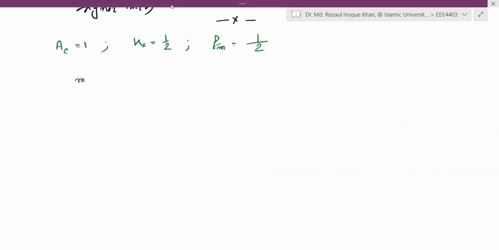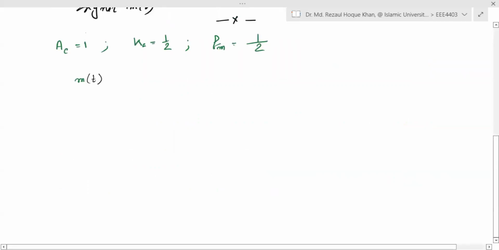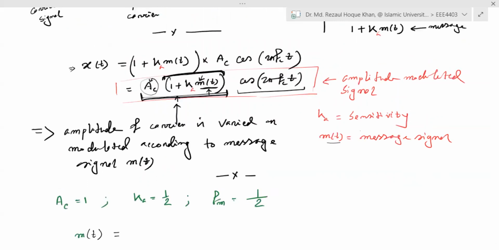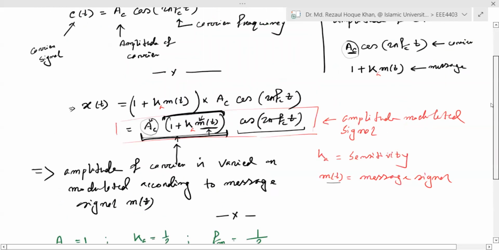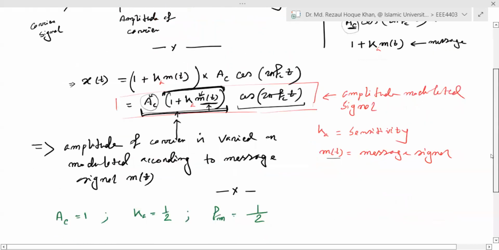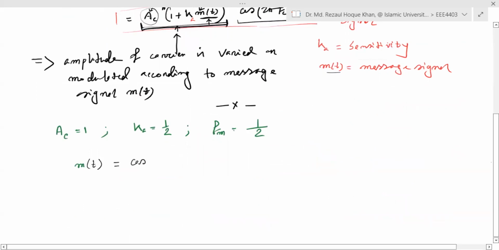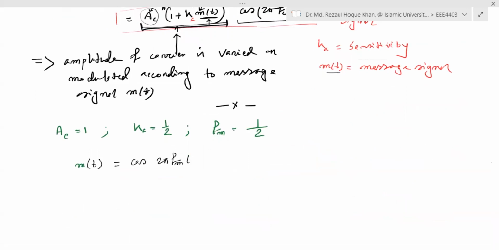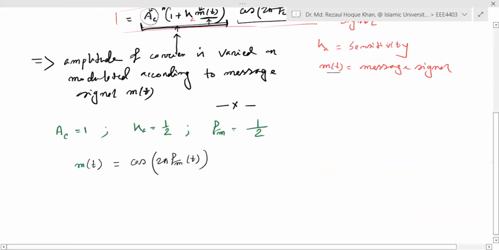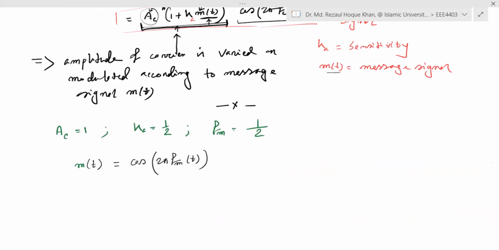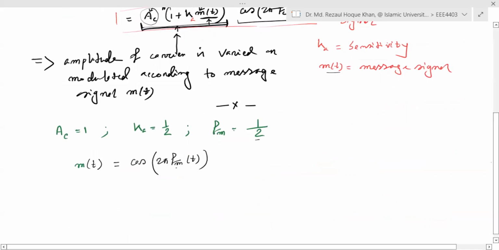So m(t) is nothing but the message signal. Here we just wrote m(t), which is a message signal. Message signal is cos 2 pi fm t. We didn't define it earlier, so let's define it now. Because fm is half, it becomes cos 2 pi times 0.5 t, that is cos pi t. This is our message signal.